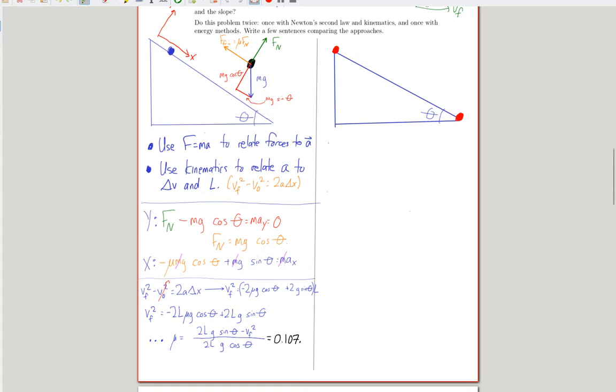So the work-energy theorem says that the change in kinetic energy is the work done by all forces, which here is the work done by gravity, plus the work done by friction. We know that gravity is going to do positive work and friction is going to do negative work.